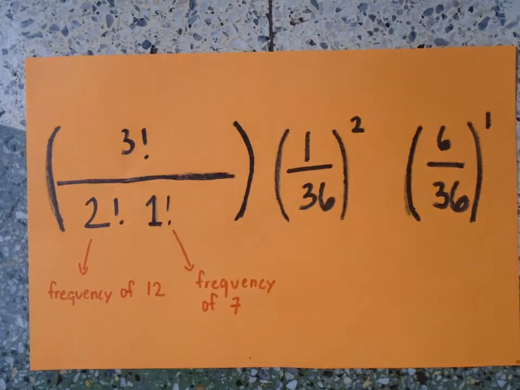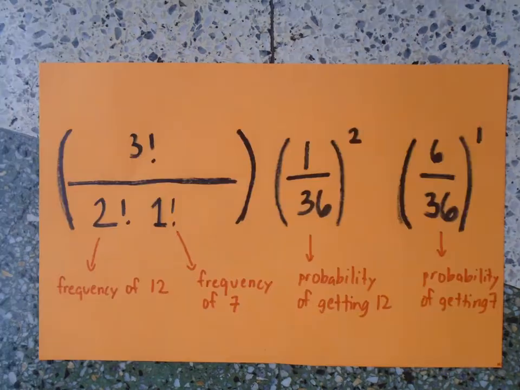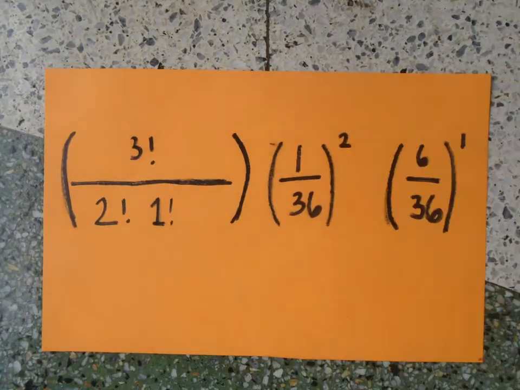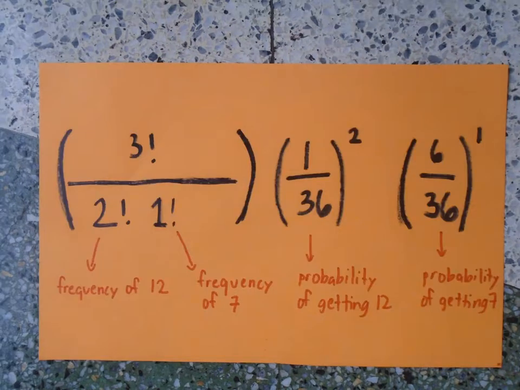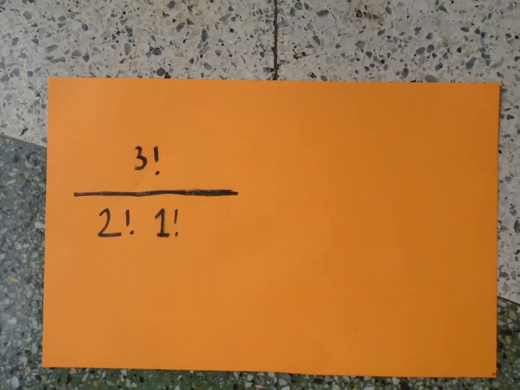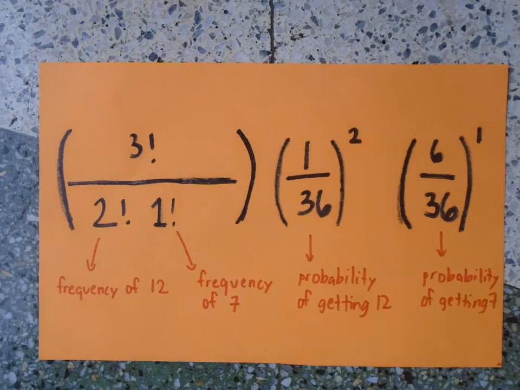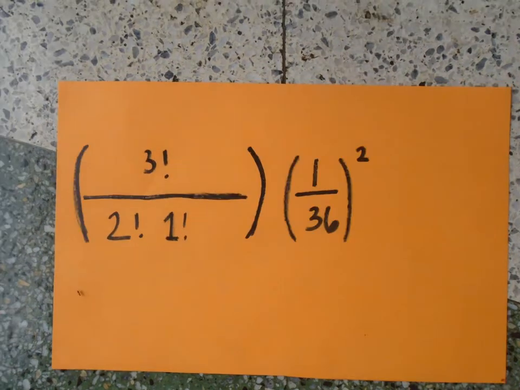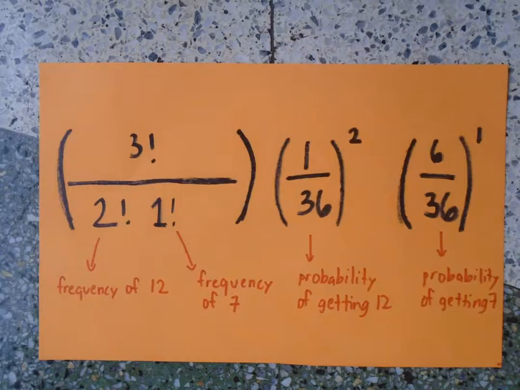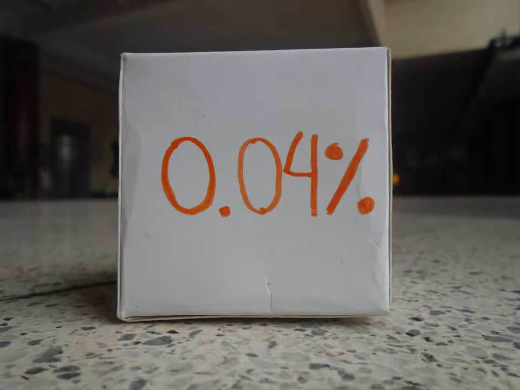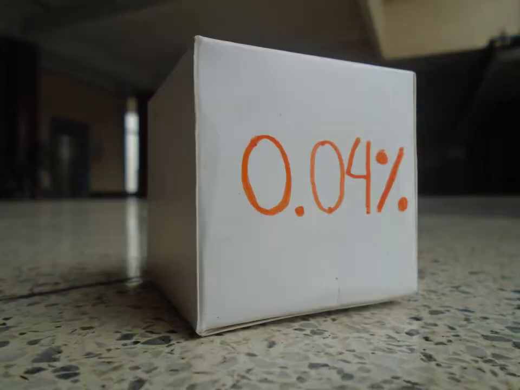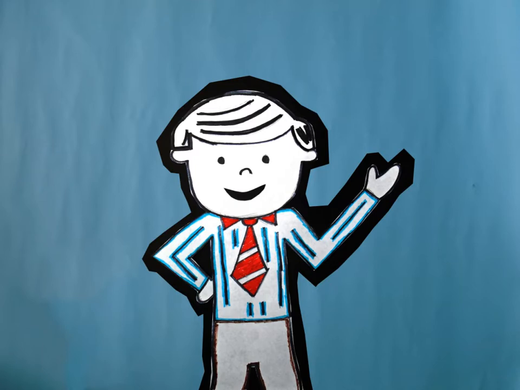The quantity 3 factorial divided by 2 factorial multiplied by 1 factorial is multiplied by 1 over 36 squared and multiplied by 6 over 36 raised to 1, where the frequency of 12 is 2 and the frequency of 7 is 1. The probability of getting 12 in one roll is 1 out of 36, while the probability of having 7 in a roll is 6 out of 36. Plugging it into the calculator will result in a 0.04% probability. Quite low, but don't worry, that's just an example.